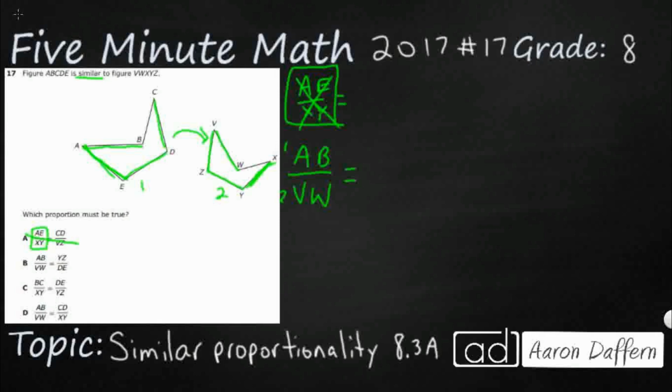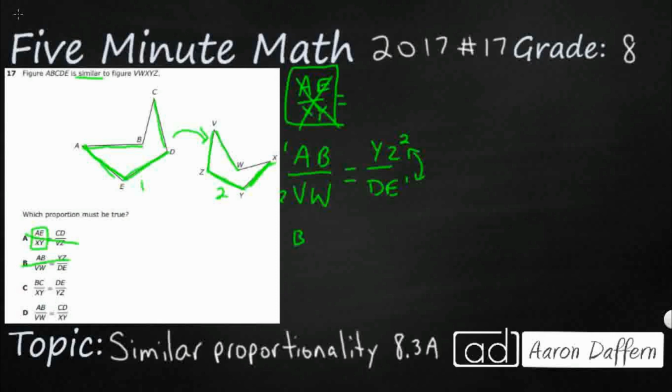And I've got YZ over DE. So YZ is the bottom, DZ is the bottom. But look what they did. They messed us up. All they had to do was flip this upside down and we'd have a perfectly good proportion. But if I have the first shape, the AB, in the numerator, I need to have the first shape in the numerator on the other side of the proportion. I can't flip it like this. So that is close, but it doesn't work.